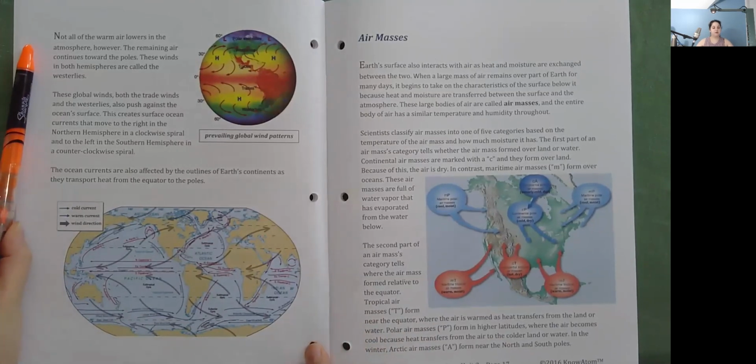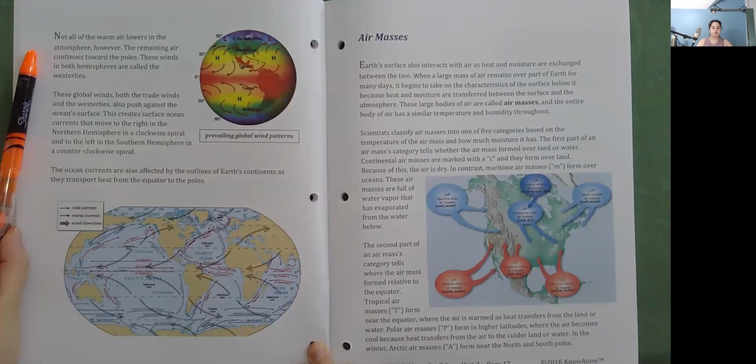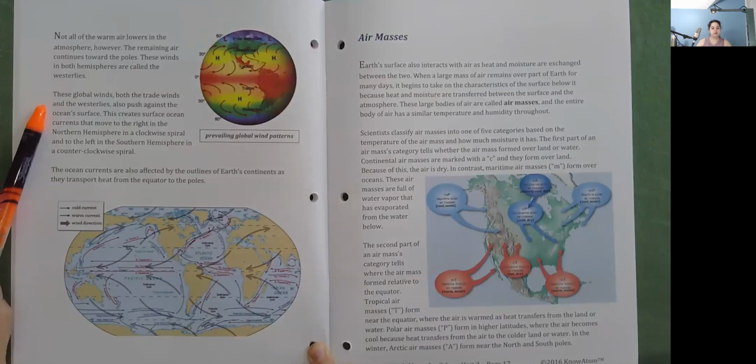Not all of the warm air lowers in the atmosphere, however. The remaining air continues toward the poles. These winds in both hemispheres are called the westerlies. These global winds, both the trade winds and the westerlies, also push against the ocean's surface. This creates surface ocean currents that move to the right in the northern hemisphere in a clockwise spiral and to the left in the southern hemisphere in a counterclockwise spiral. The ocean currents are also affected by the outlines of Earth's continents as they transport heat from the equator to the poles.